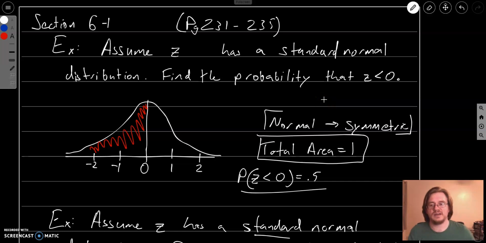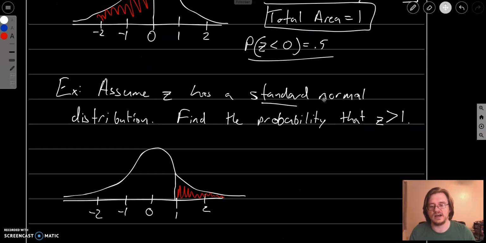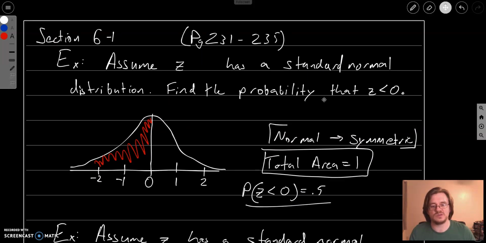Hello and welcome back. In this video we'll look at how to calculate the areas in normal distributions without having to resort to the fact that they are symmetric and things like this. So let's look at this first one again. We'll assume that Z has a standard normal distribution, which means it has a mean of 0 and standard deviation of 1. And we'll find the probability that Z is less than 0.